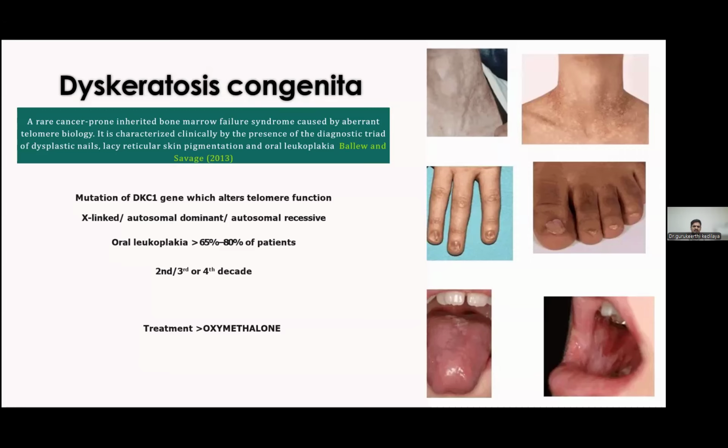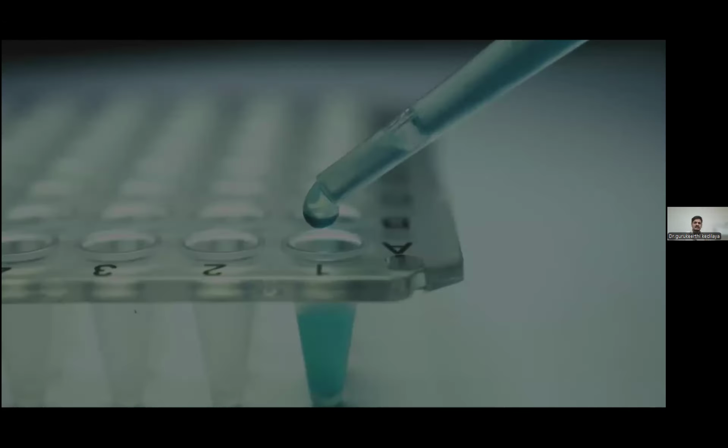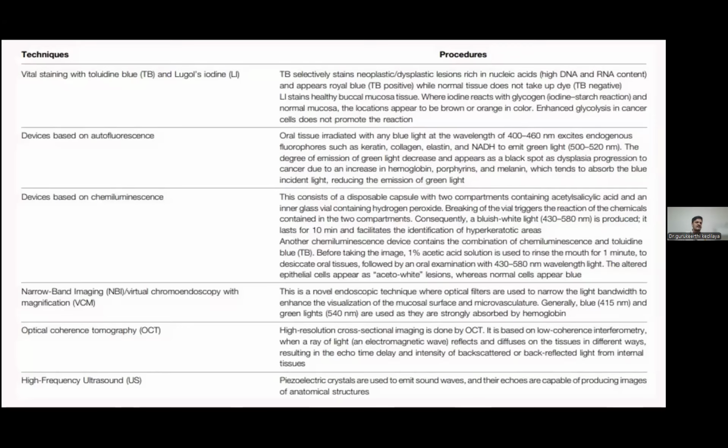Adjunct detailed oral screening for oral cancer techniques. These are a few techniques: examination with vital staining, Lugol's iodine, and autofluorescence, which uses fluorophores like collagen and elastin and specific wavelengths of light to detect lesions, and chemiluminescence is also used.